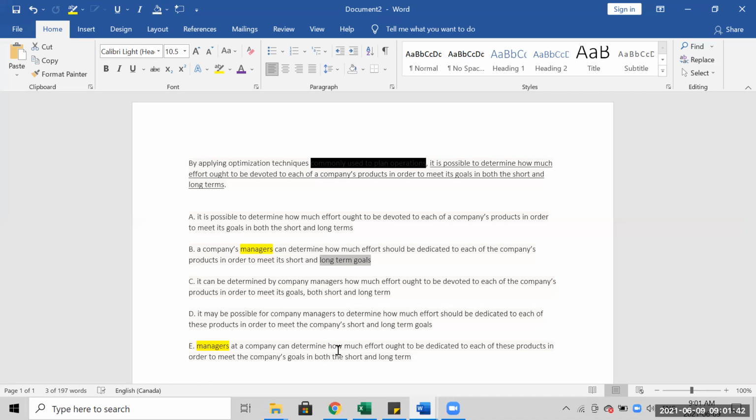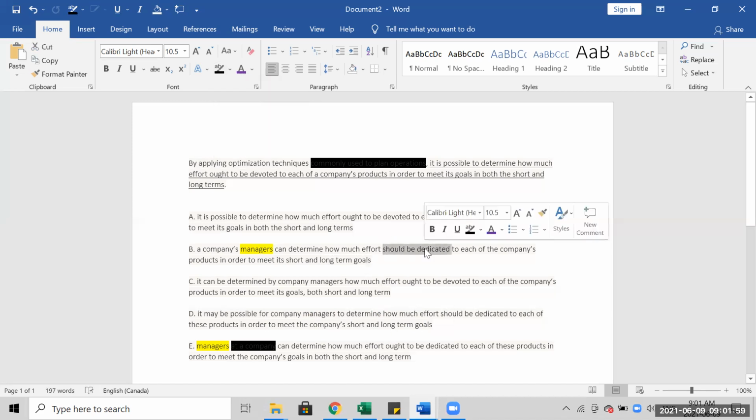Can determine how much effort. Managers. Let's just get rid of this. Can determine how much effort ought to be dedicated, should be dedicated to each of these products in order to meet... What is its short and long?